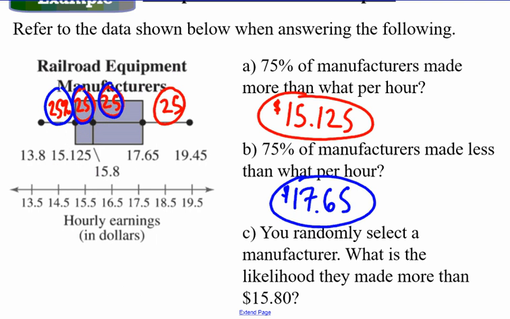And then the last one says you randomly select a manufacturer. What is the likelihood they made more than $15.80? So that would mean they were somewhere in that range. Well, that is in between the median and quartile 3, and quartile 3 all the way to the maximum. That's the upper 50%. So 50% is the likelihood that they made more than $15.80 because that's above the median. And that's the usefulness of a box and whisker plot once you've constructed it, is you can quickly answer questions like that and get a sense of what percent made above this, below that, and just a general idea of the data set.